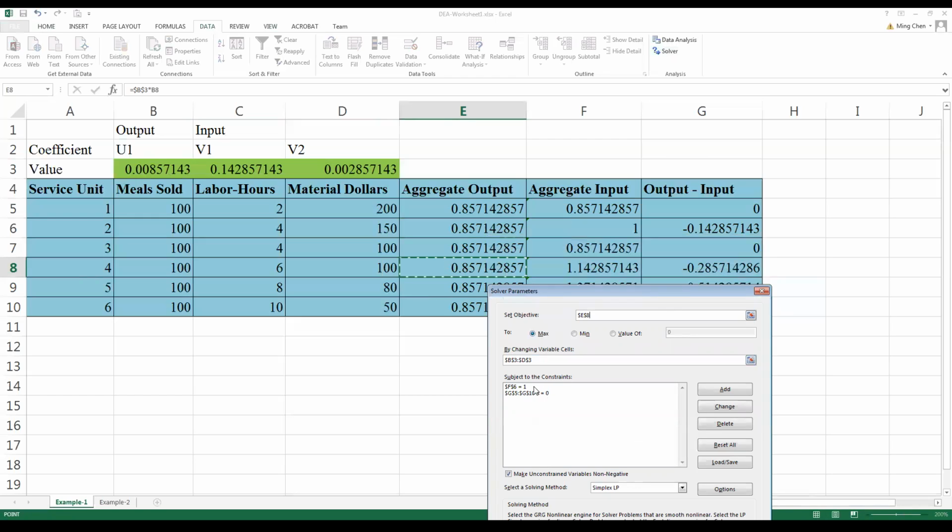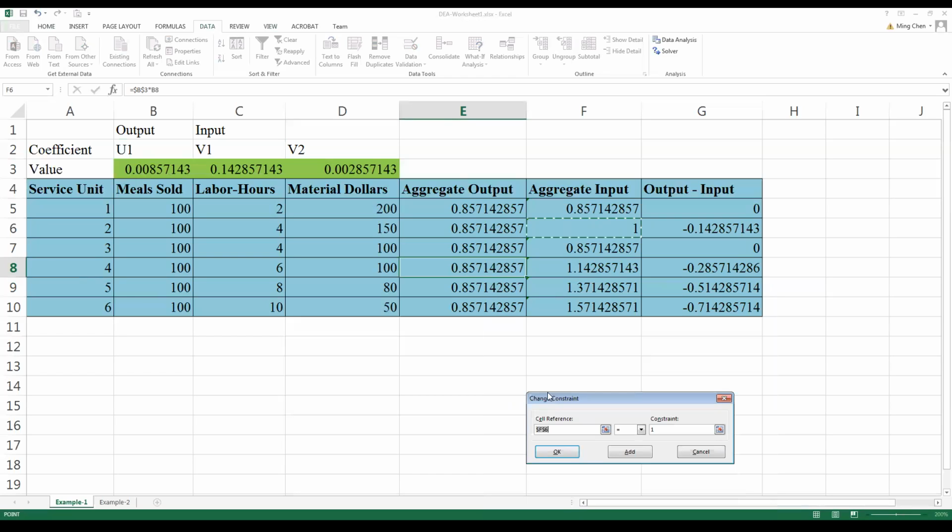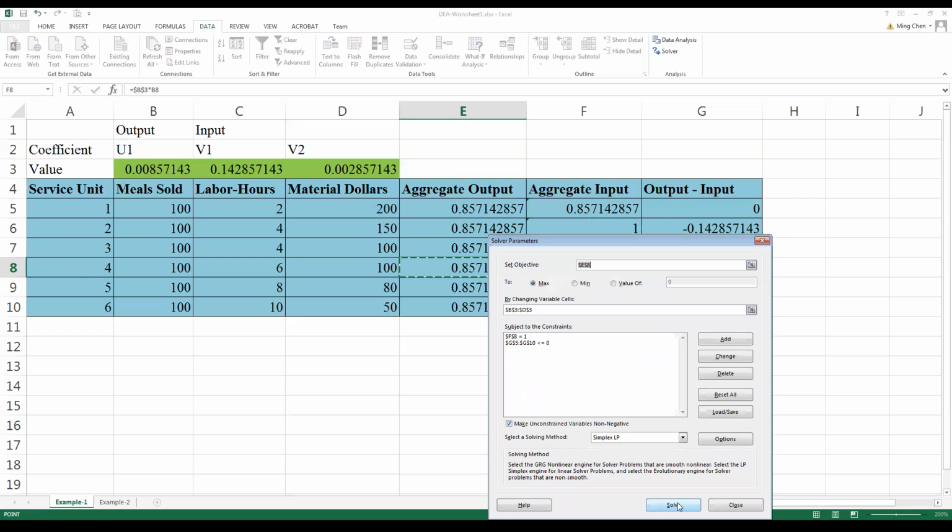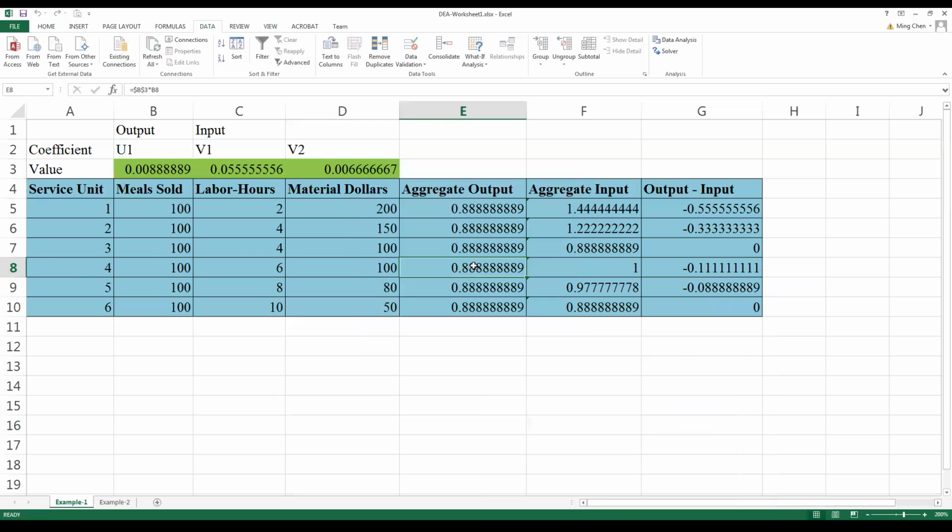Constraint. This is a common constraint, but this constraint is specific to the service unit you want to assess. So right now it's F6 equal to 1. We have to change it because we want to assess service unit 4. We make the aggregate input for service unit 4 equal to 1. Click OK and solve it. Look at this number. It's 0.8888. It's less than 1. If it's less than 1, we say this service unit is not 100% efficient. It's 88.88% efficient. So that means there's still room for improvement.